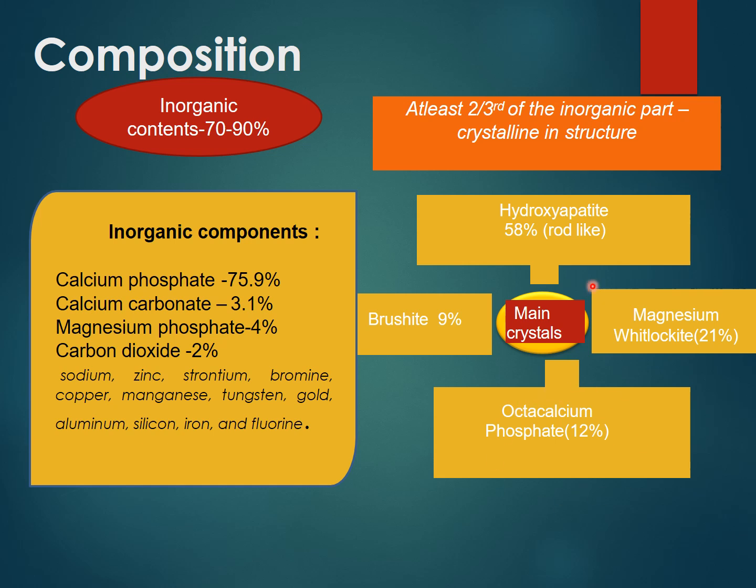These are mostly seen in supragingival calculus, whereas magnesium whitlockite and brushite are seen in the least amounts, and magnesium whitlockite is mostly seen in subgingival calculus. Brushite is mainly seen in mandibular anteriors, and magnesium whitlockite is mostly seen in posteriors.